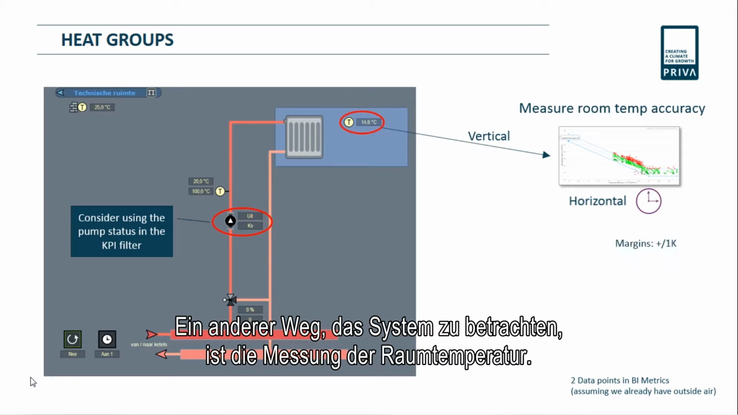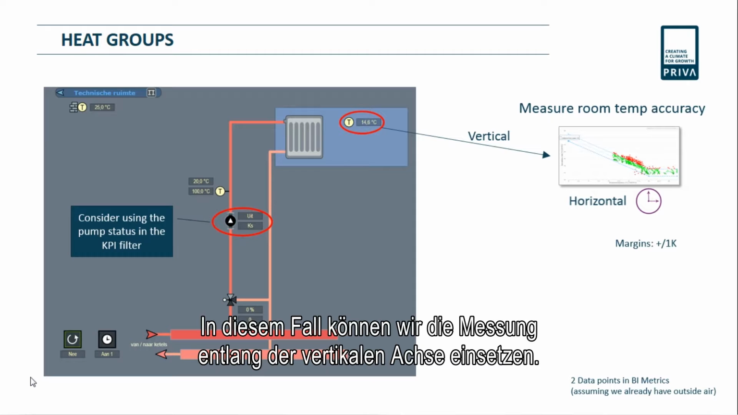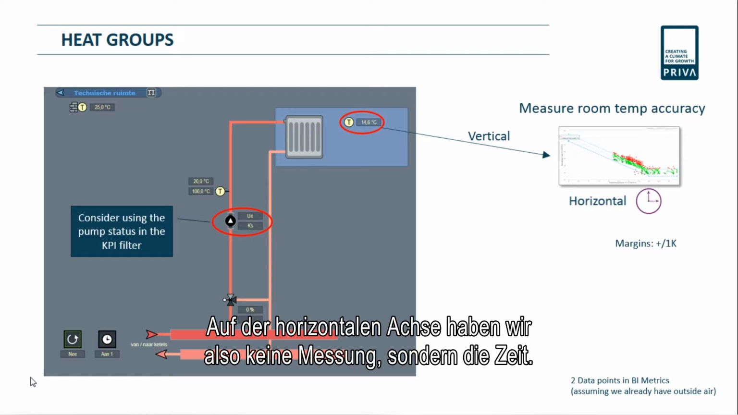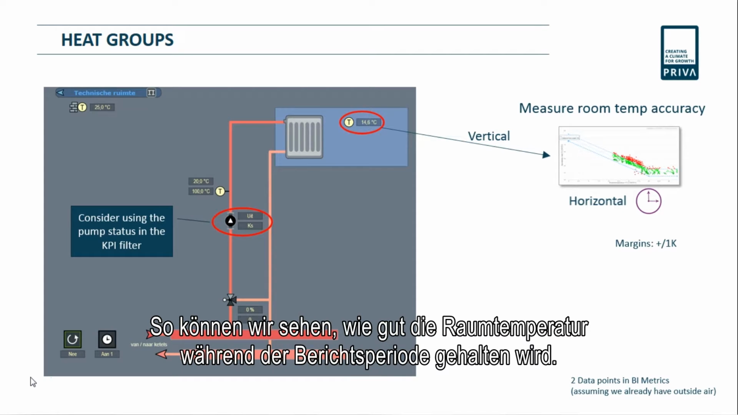Another way to look at the system is to measure the room temperature. In this case, this is the value that we can then put on the vertical axis, but instead of the outside air temperature, we measure that room temperature against time. So that means on the horizontal axis, we don't take a value, we take time. And in this way, we can see how accurate this room temperature is being maintained over the reporting period.